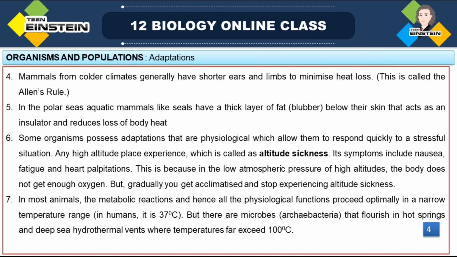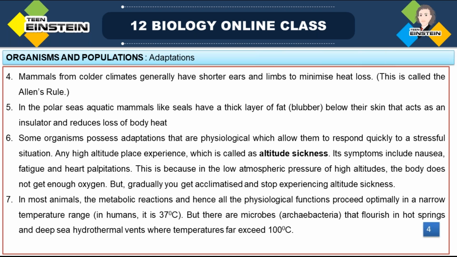In this rule, animals which are adapted to colder climates have shorter limbs and bodily appendages compared to animals which are adapted to warm climates. Got it? So what is this adaptation for? This is to minimize their heat loss, the loss of body heat. To prevent that, they are doing like this.